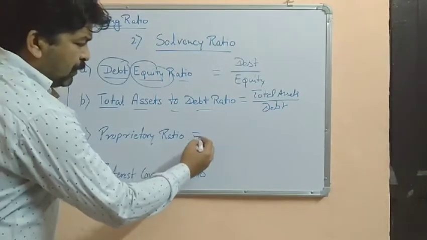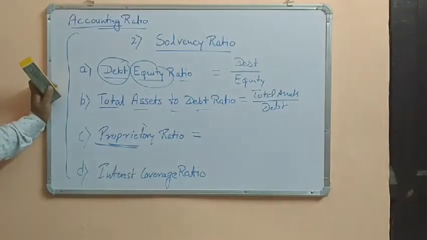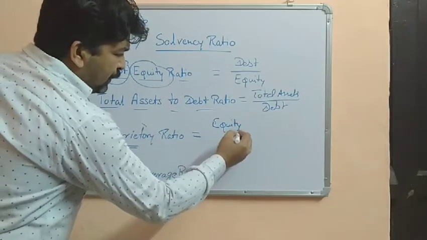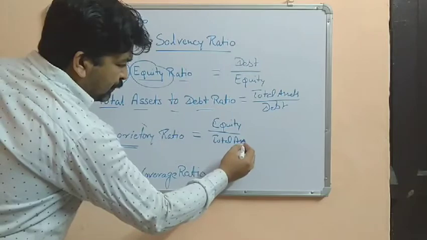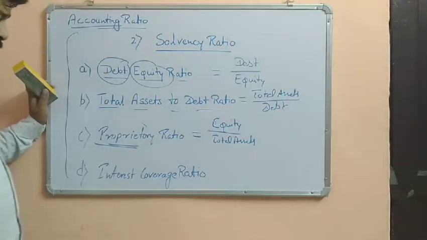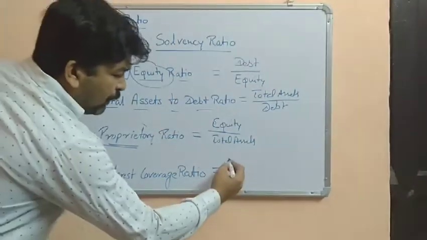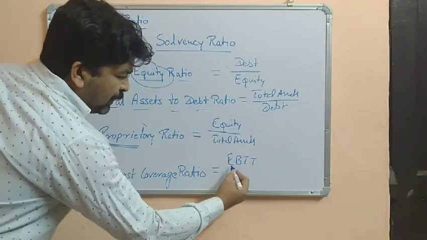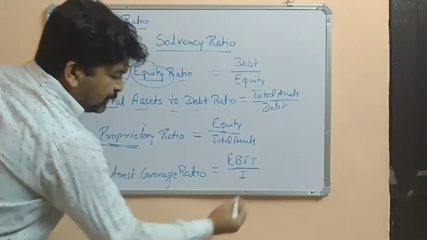Then the proprietary ratio. Proprietary means who? Proprietor means the owner. Who is the owner? The equity shareholders are the owners. So its formula is equity by total asset. Equity by total asset. Okay. Interest coverage ratio. The formula is EBIT, that is earning before interest and tax, divided by I.